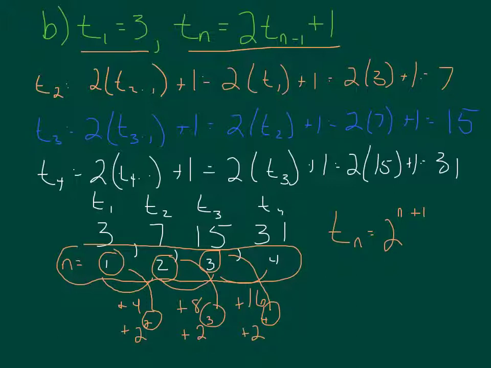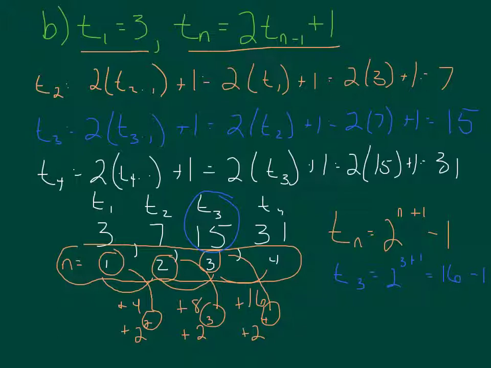So let's just check one. Let's try t sub 3. That'd be 2 to the 3 plus 1 power, which is 2 to the 4th power, which is 16. Oh, wait a minute, our t3 is 15. And how do I get from 16 to 15? I subtract 1. So maybe we should have put a big fat minus 1 here at the end.